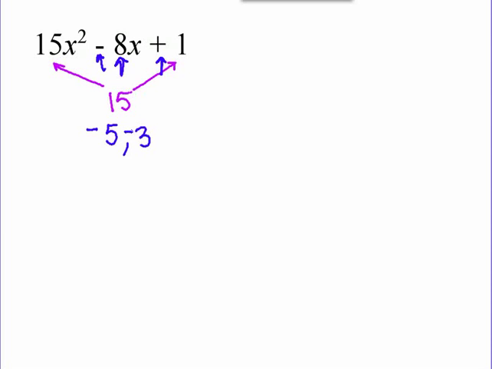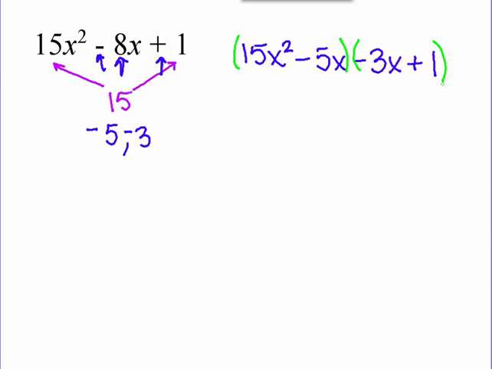Negative and negative. Yep. So now my next statement will be 15x squared minus 5x minus 3x plus 1. So now what I need to do is group. When I group, one of the things I'm going to have you do is group the negative sign with the 3. Otherwise you'll lose it.